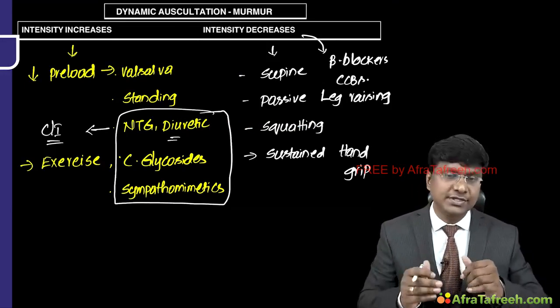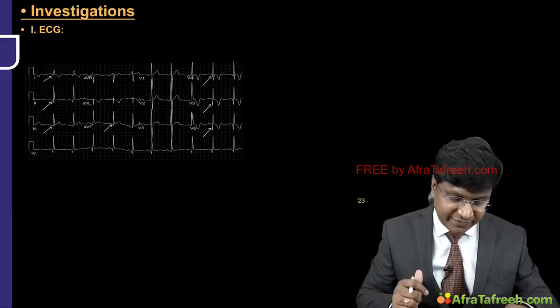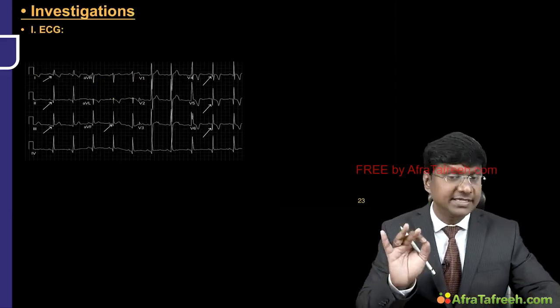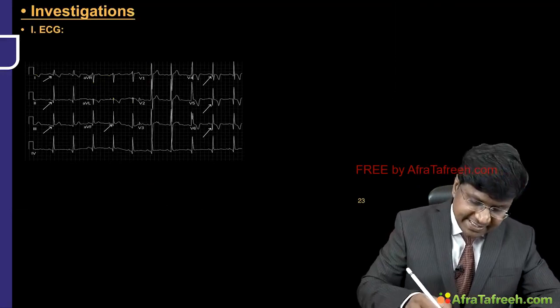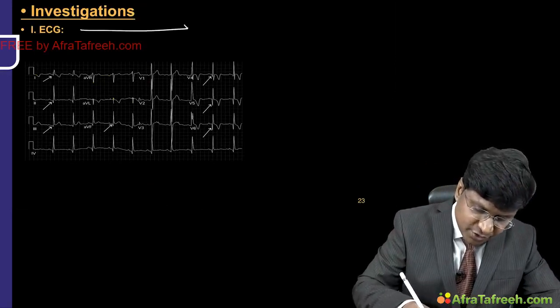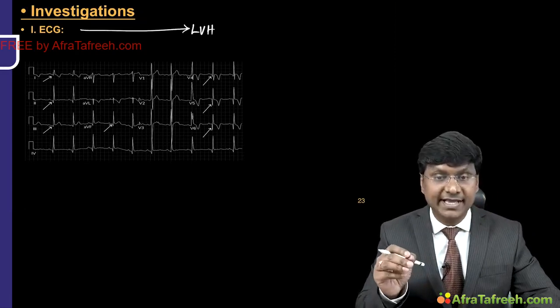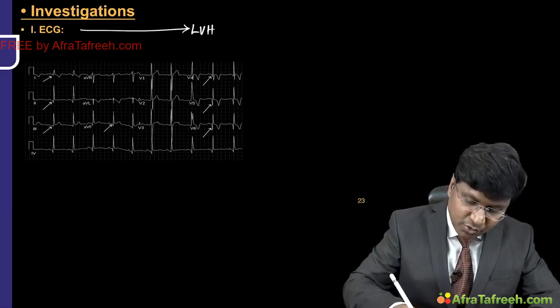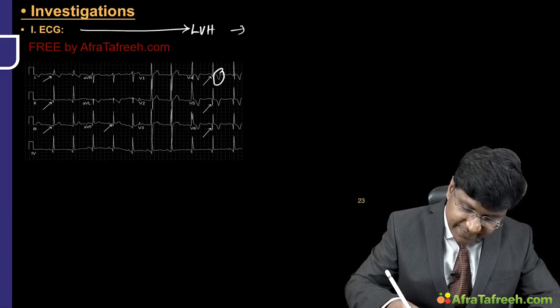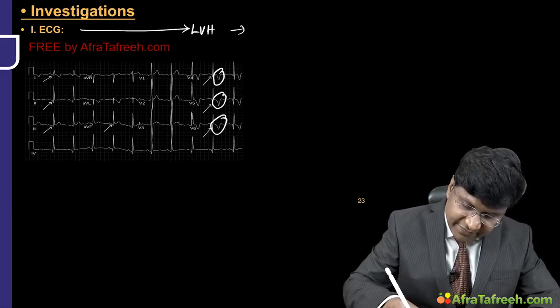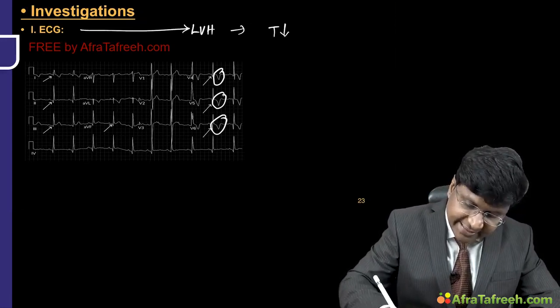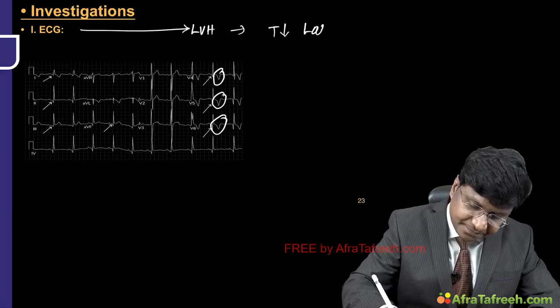Then how will you diagnose these cardiomyopathies is the next very, very important point. One is the ECG. The ECG will show you the features of left ventricular hypertrophy, and you will have the characteristic LV strain pattern. So what will be the characteristic LV strain pattern? You will have T-wave inversions in the lateral leads.